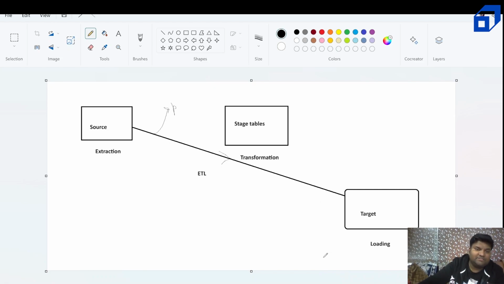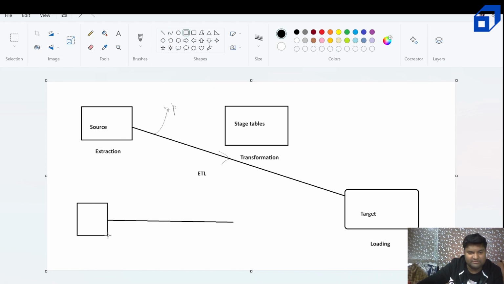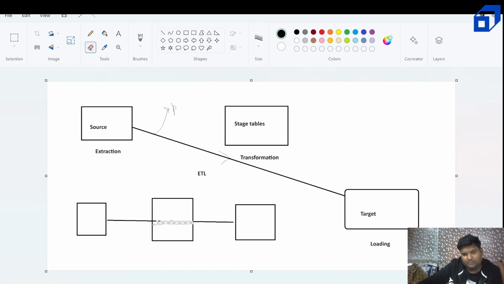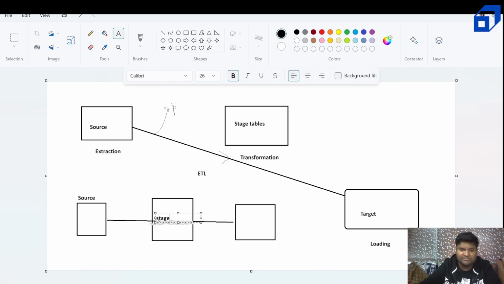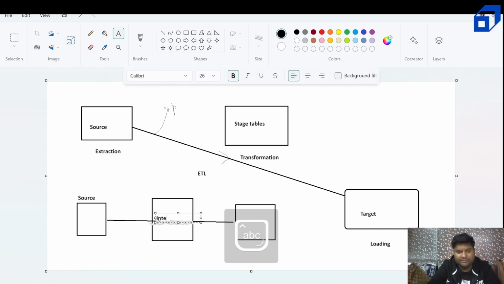Now someone asked me what is ELT? It is a simple thing. Again, the boxes remain the same. Here is our source, here is our target, and in the middle we will have our staging. You can assume that this is our stage area, or you can consider this as an intermediate layer. This is my final layer called target.